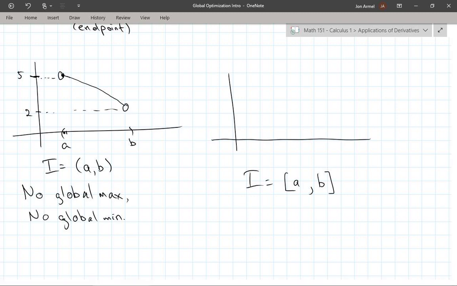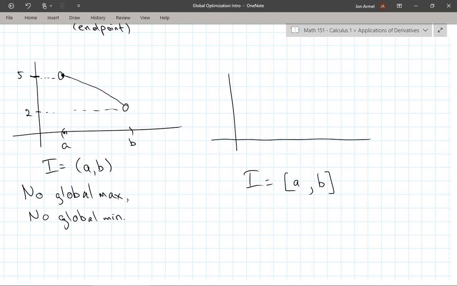Can you make a function that does not have a global max or global min, or does your function now have to have a global max and min? So take a moment and try this. See if you can draw a function that does not have a global max or min, or convince yourself that it has to have a global max or min. Go ahead, I'll wait.